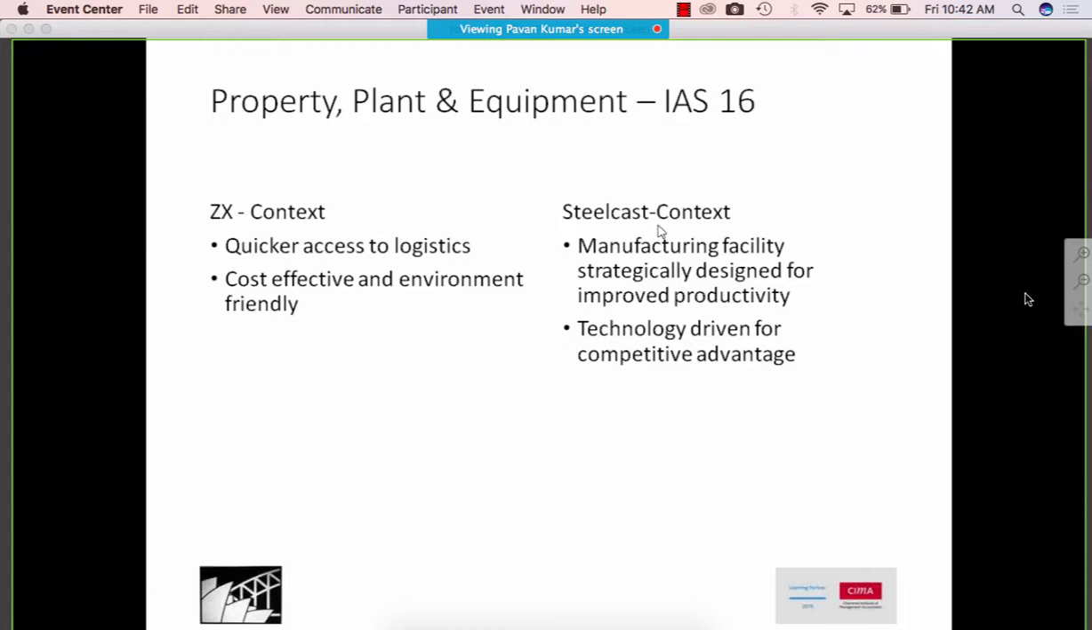Secondly, Steelcast has adopted a technology-driven manufacturing method, which is the CNC method, where the CNC equipment drills the holes in the base plate very accurately, and it can drill up to 53 holes with greater precision. And this is probably giving a competitive advantage to Steelcast.